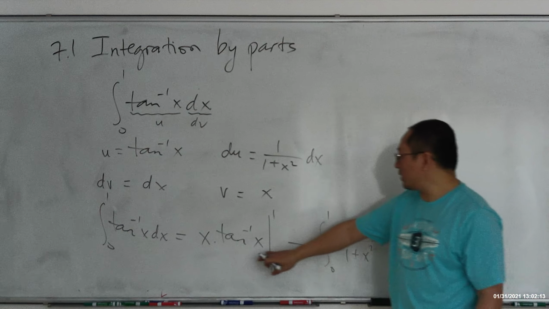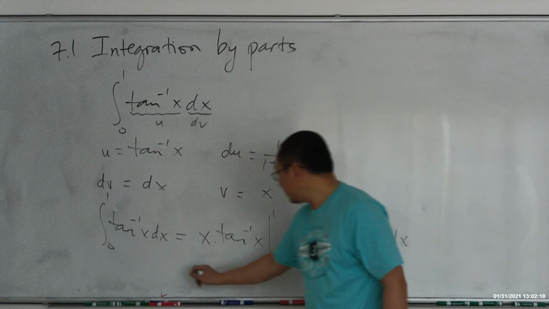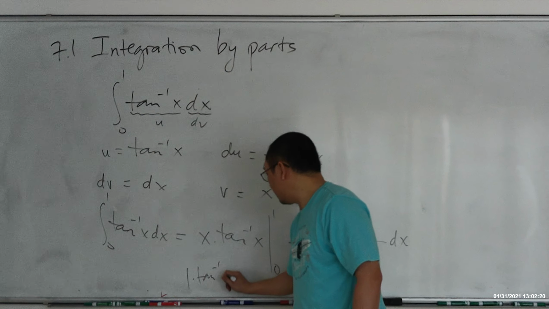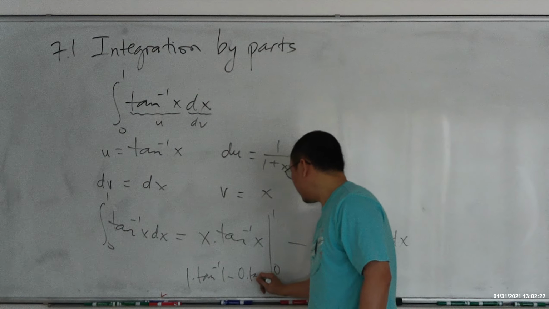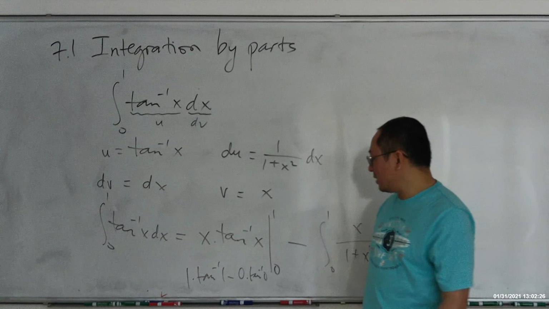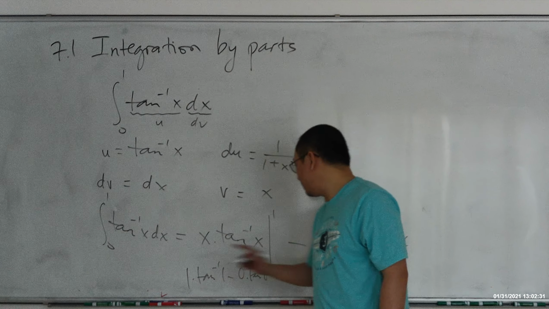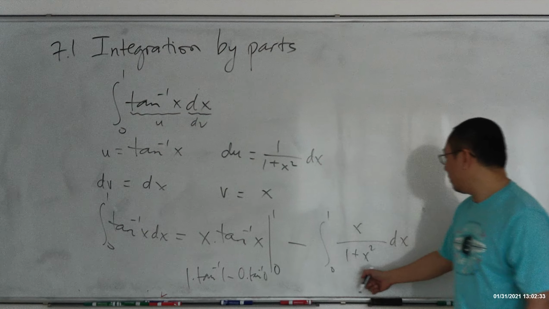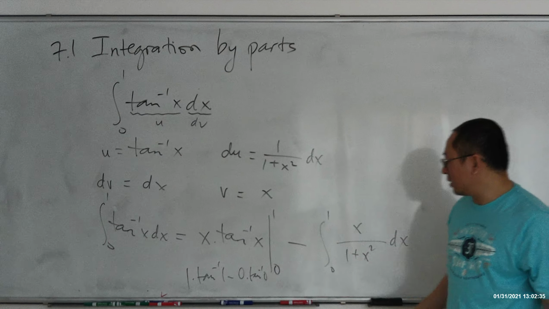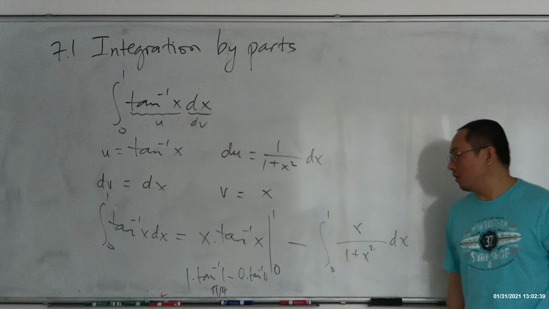Okay? So this one is what you plug in. x is 1, tangent inverse of 1. This is 1 times tangent inverse of 1, subtract 0 times tangent inverse of 0. This is 0 already. Tangent inverse of 1, what angle makes tangent equal to 1? The angle is pi over 4, so this is pi over 4. And all you have to worry about is this integral right here.